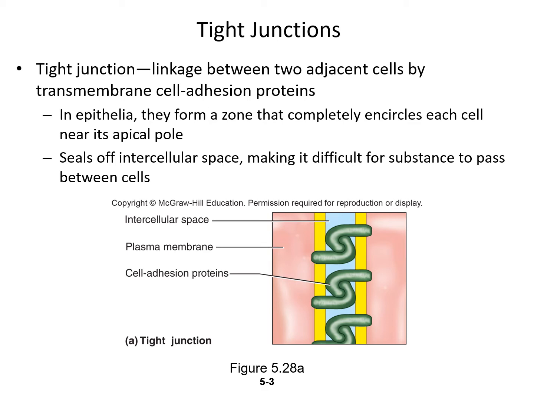So in epithelia, they form this area that basically completely encircles each cell near its apical pole. Remember that the apical pole is basically the side of the cell or the tissue that is furthest away from the basement membrane. So the basement membrane is what the epithelial cells are anchored to. Below that, you have the connective tissue, and then the apical pole is basically the top of the cell, or the part of the cell that's furthest away from that basement membrane.